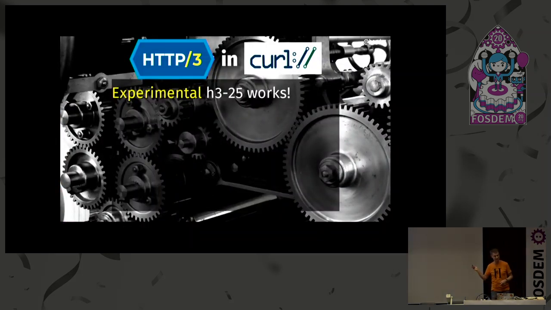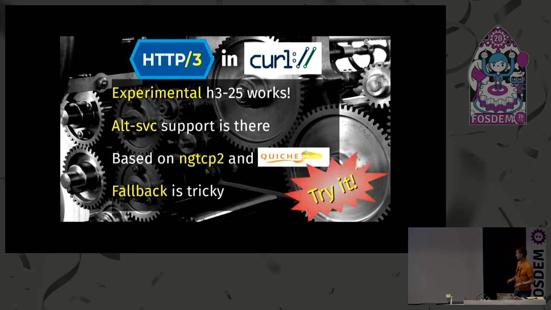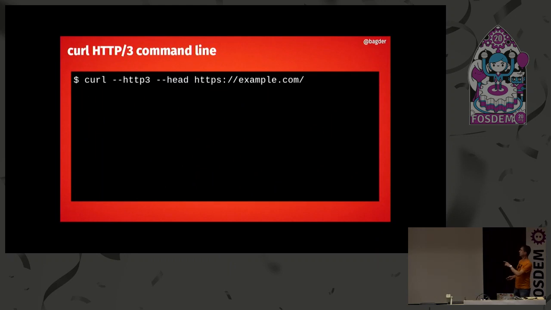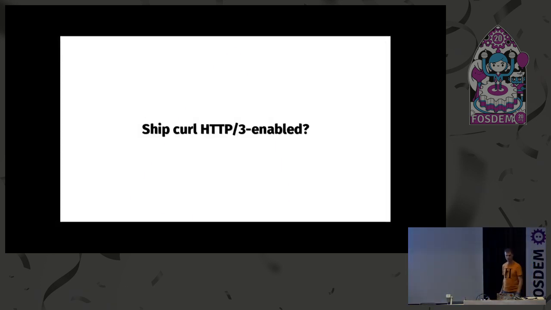And I support the latest draft version. You can do that server over there version approach. And I support two different backends, so you can pick whichever library you want to use of these two, ngtcp2 and Quiche. And the fallback is tricky, so we don't do that in curl yet. I don't know really how to handle that. I'll figure it out. So you can try it. It's fun. And if you would do that, it would look like this. So you just ask for HTTP3 instead of anything else, and it'll just show exactly like HTTP looks like.